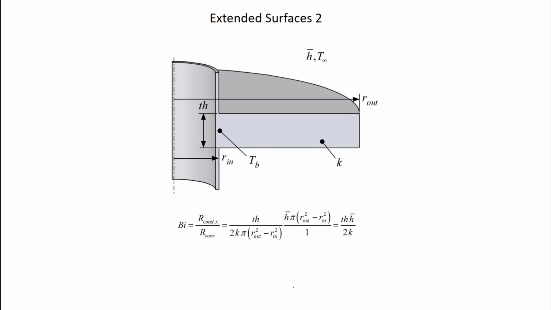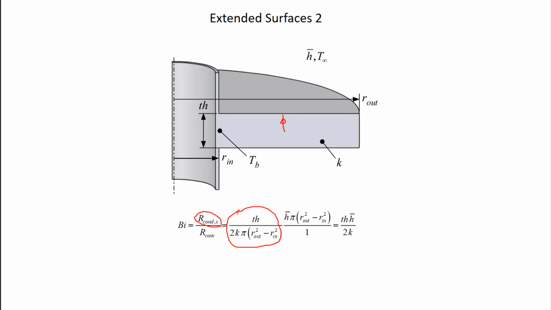So let's look at this. This is the resistance to conduction in the x direction. So that's going to be how far do I have to move energy to get it from the center to the surface. That's the thickness over 2 times k times what's the area that I have for conduction if I'm moving energy in this direction. And that would be pi times r out squared minus r in squared. So this is one resistance, right?